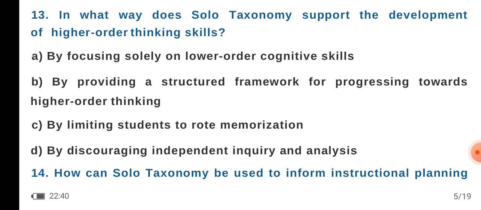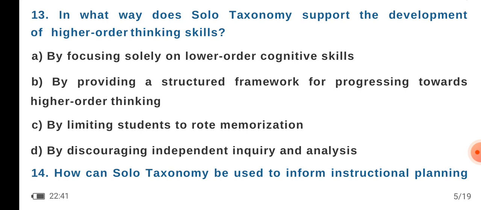The correct answer in number 13 is letter B, by providing a structured framework for progressing towards higher order thinking. Explanation. SOLO taxonomy supports the development of higher order thinking skills by providing a structured framework for progressing towards higher order thinking, guiding students towards deeper and more complex cognitive engagement.